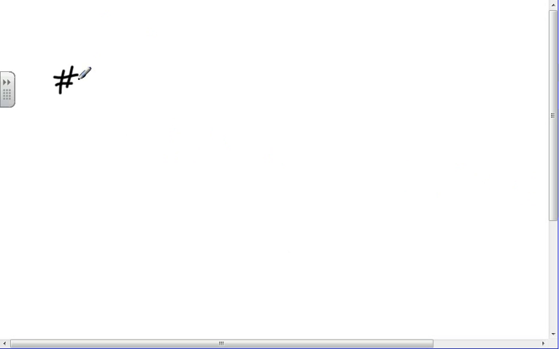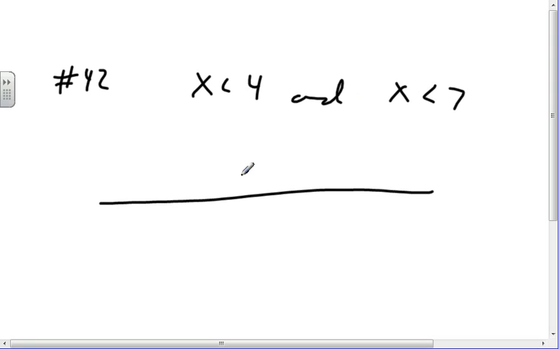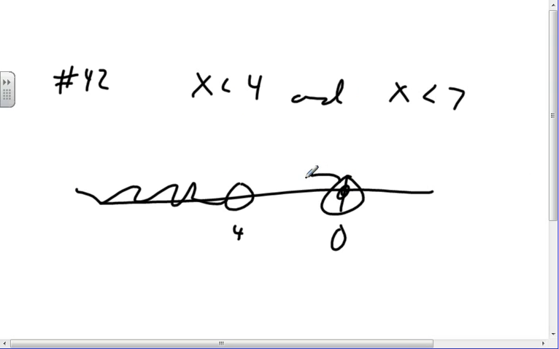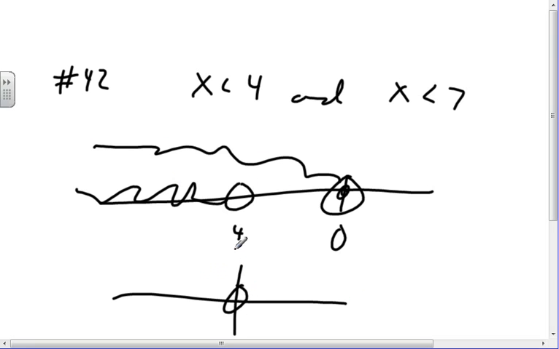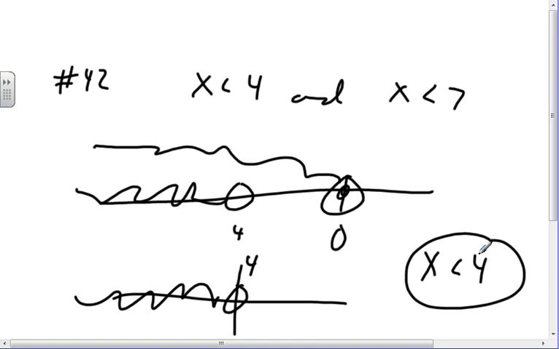Number 42. X is less than 4, and x is less than 7. Okay, so here we go. There's 4. X is less than 4. Here's 7. X is less than 7. Okay, for both of them to be true, we have to just be the less than 4 guy. So x is less than 4 is my final answer. And I graphed it. Yes, I did.